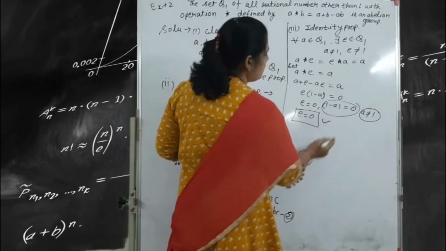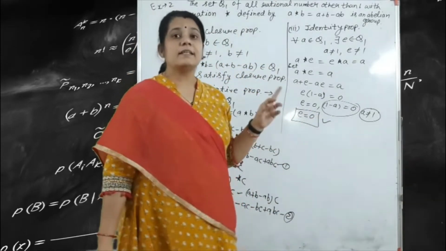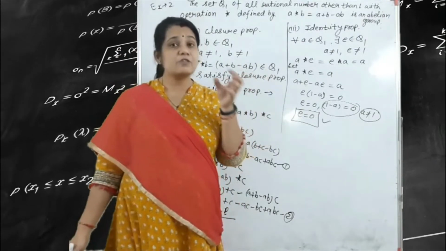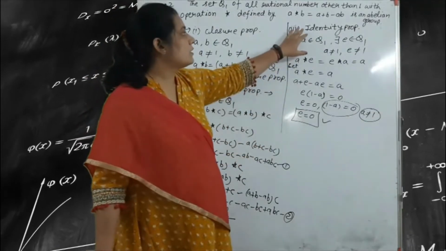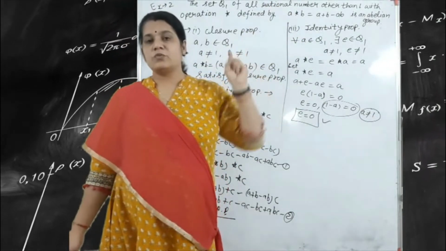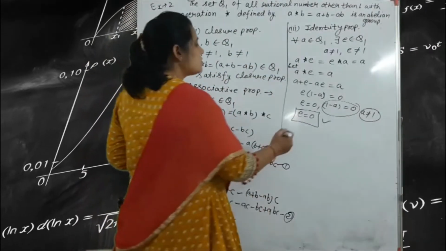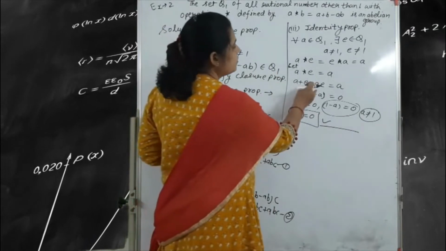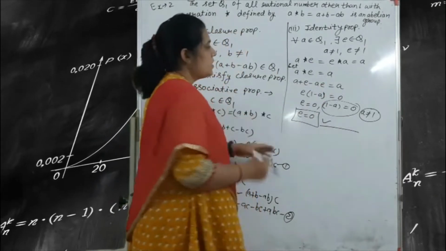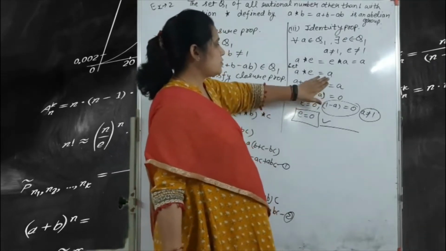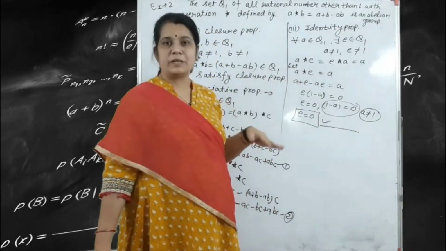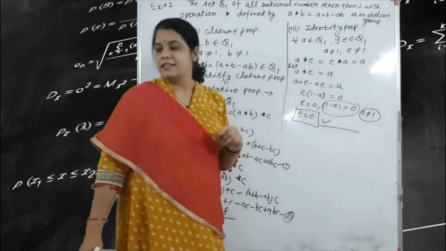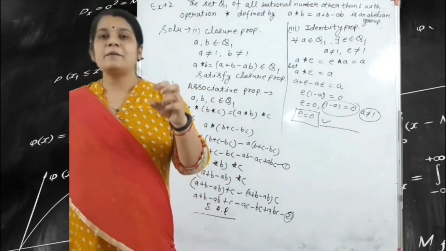So E equal to 0, that means E is the identity element. You can say that 0 is the identity element for the set Q1 with operator star. So this satisfies the identity property. Next, if we put E equal to 0, both the terms with E are 0, so we get A star E equal to A. We get the element itself. Then we can say that this satisfies the identity property.